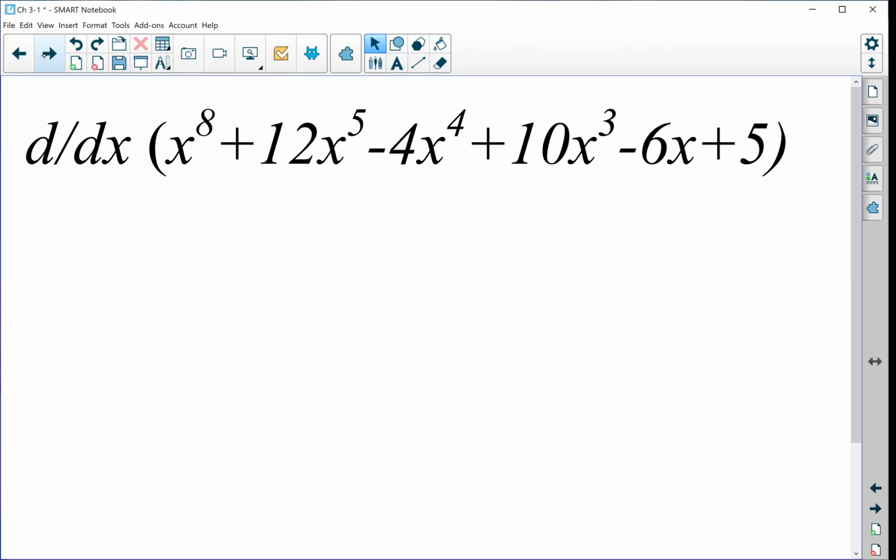All right, so here you go. Take the derivative of x to the 8th plus 12x to the 5th minus 4x to the 4th plus 10x cubed minus 6x plus 5.